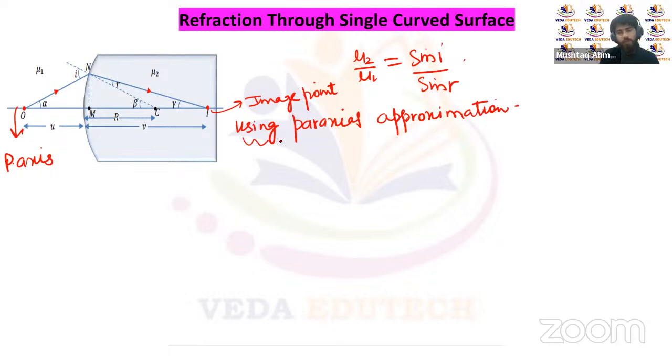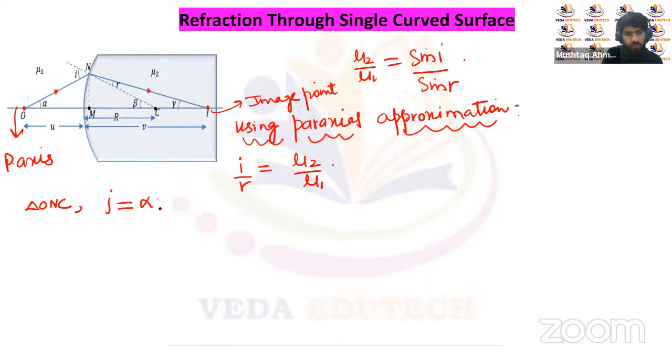So using again the paraxial approximation here, i upon r will be equal to mu2 upon mu1, right? Now you can see in this triangle O, N, C, alpha and beta are the two opposite angles, and i is the exterior angle. I is the exterior angle. So we can write i equal to alpha plus beta.